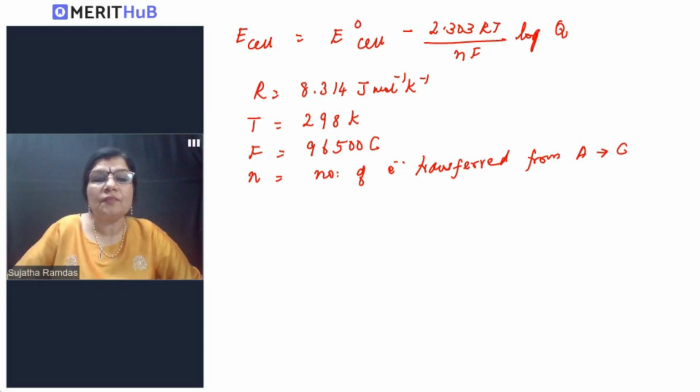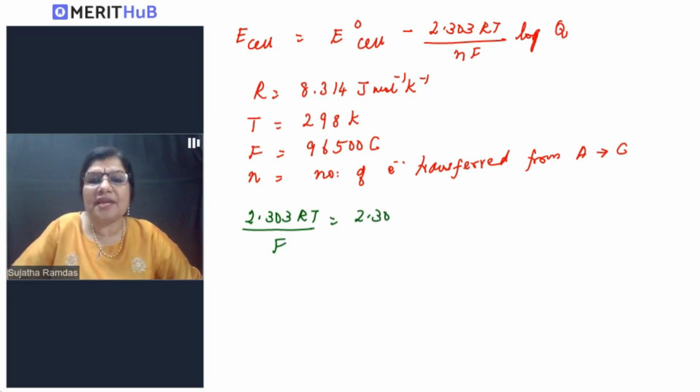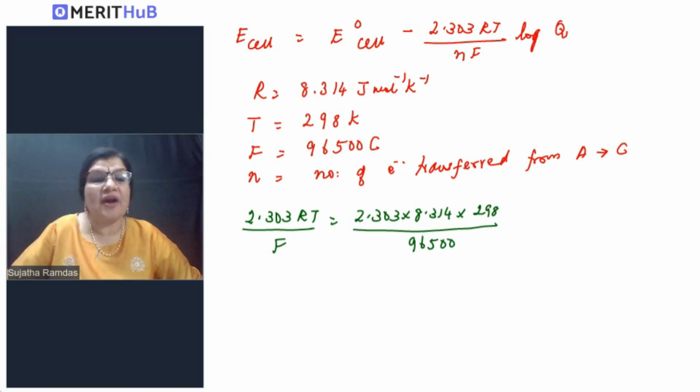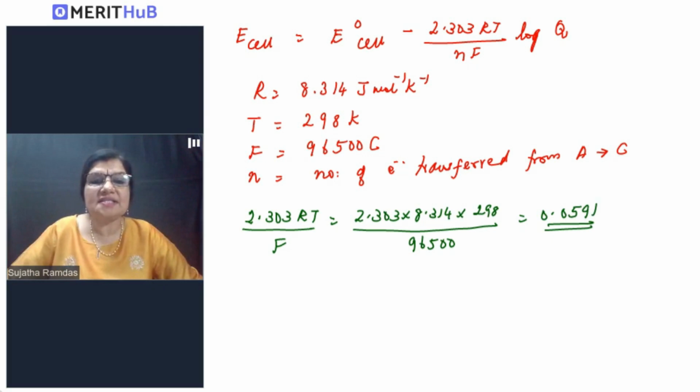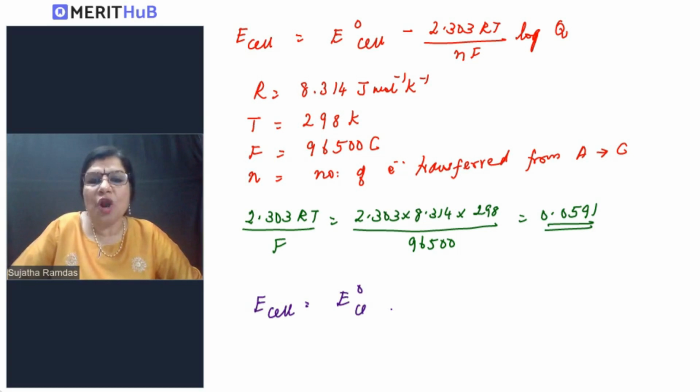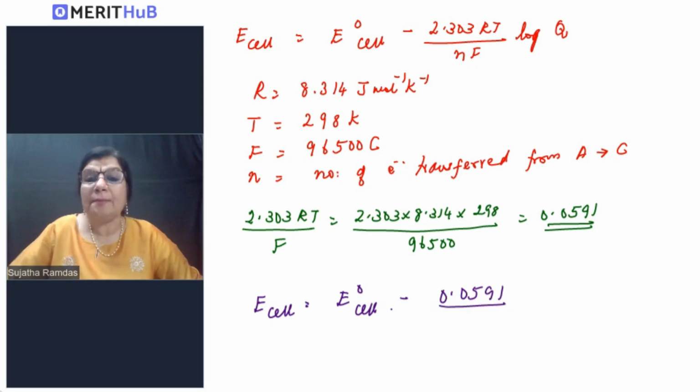So 2.303 RT by F is nothing but 2.303 into 8.314 into 298 divided by 96,500, and that is equal to 0.0591. So now we arrive at the Nernst equation, which is E cell is equal to E naught cell minus 0.0591 by n log Q.